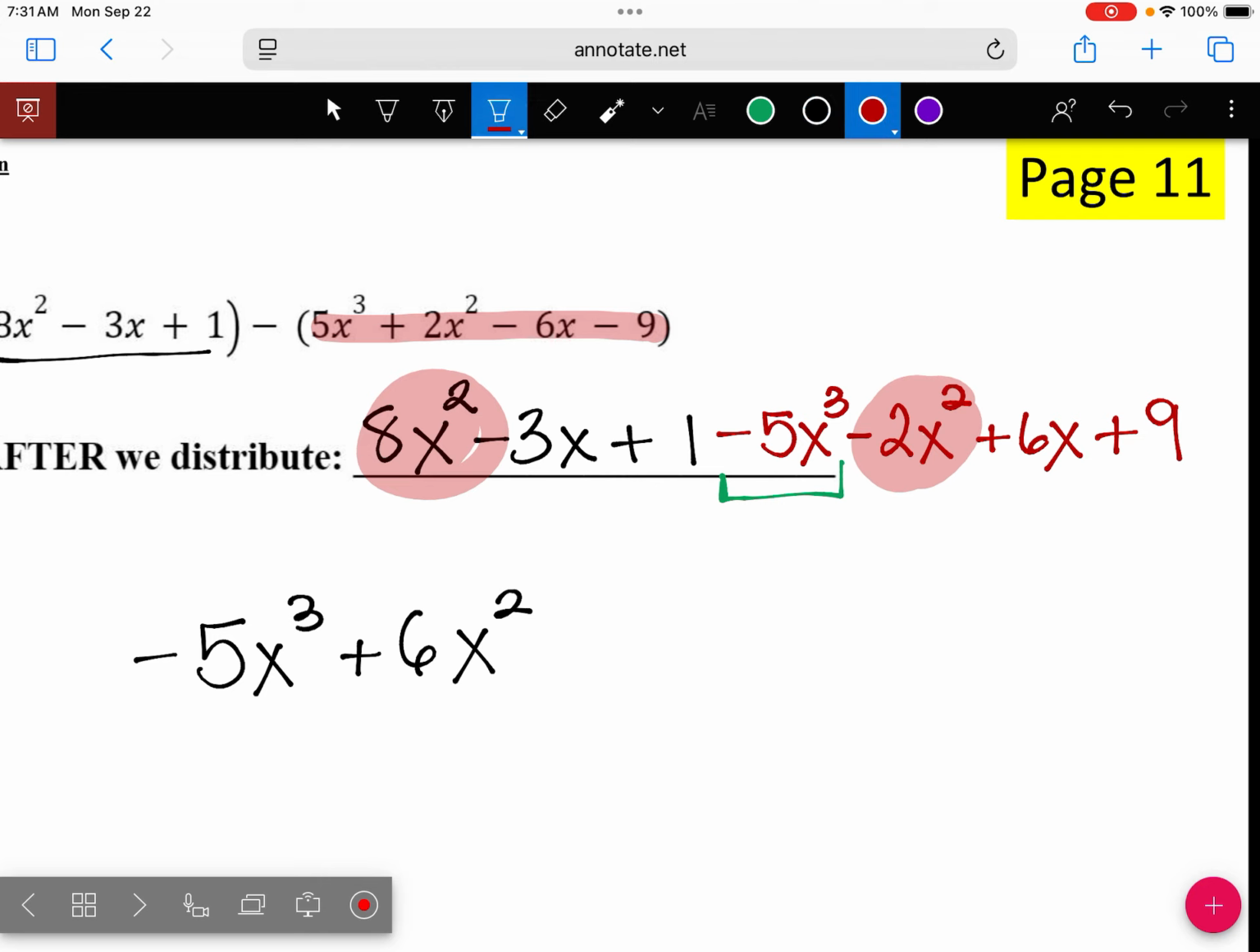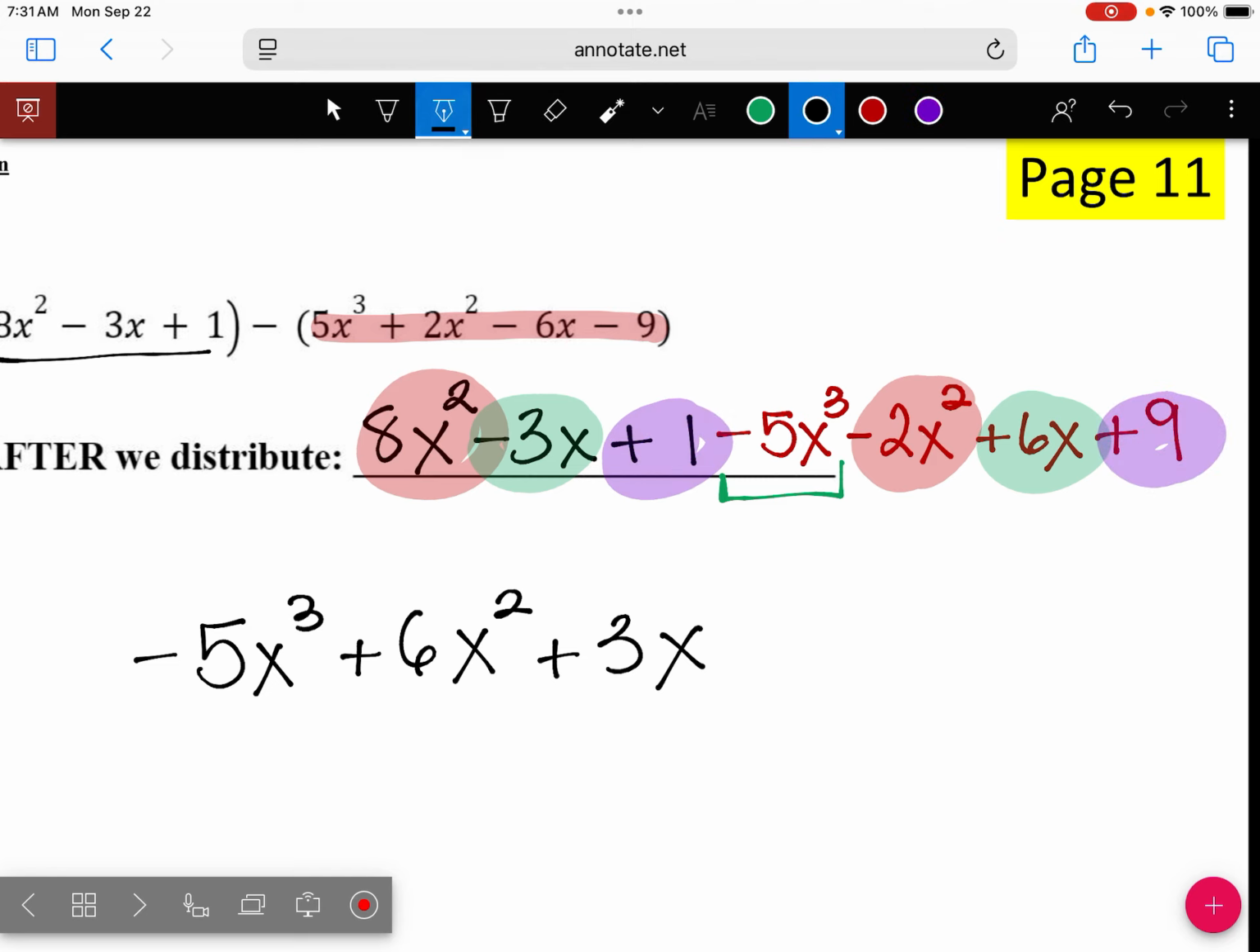And then next we have a negative 3x and a positive 6x. So what's negative 3 plus 6? Negative 3 plus 6. 3? Positive 3 or negative 3? Positive 3. And then lastly, we have our 1 plus 9, which is 10.